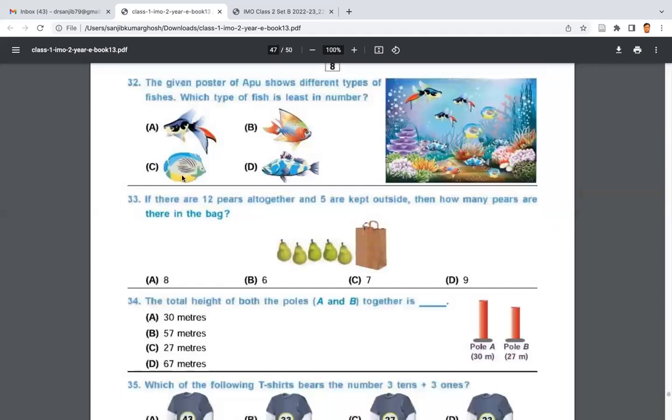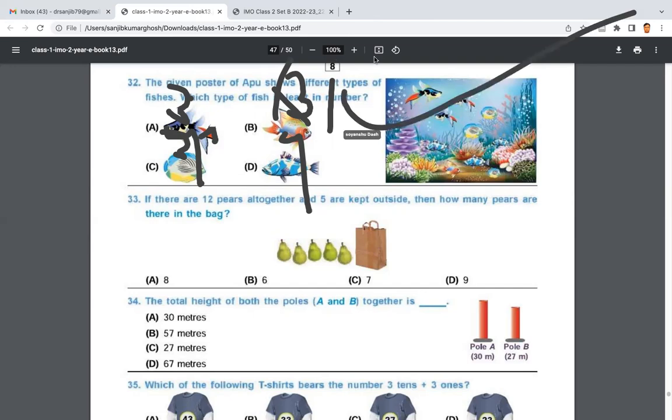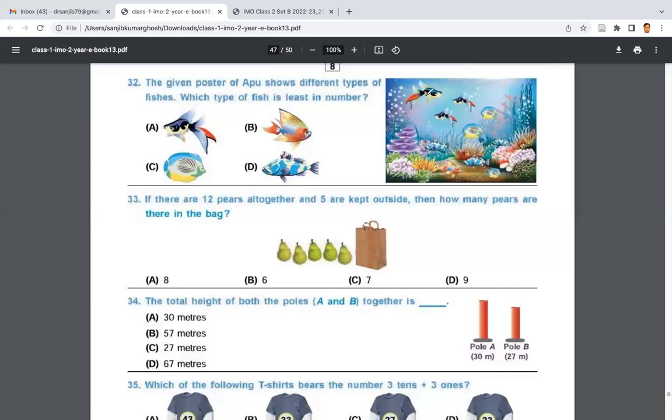Number 32. Okay, the given picture shows apples and different types of peaches. Give us the least number. This is 1, 2, 3. This 1, 2, 3. This is answer 3. Oh, no, it is not 3. It is 1. This 1, 2, 3. This is also 3. And this 1, 2, 3. This is also 3. This is 4. Least, ma'am, least. B is the correct answer. Very good. Excellent, Beta. So we just have to count through the pictures and find out the correct answer.